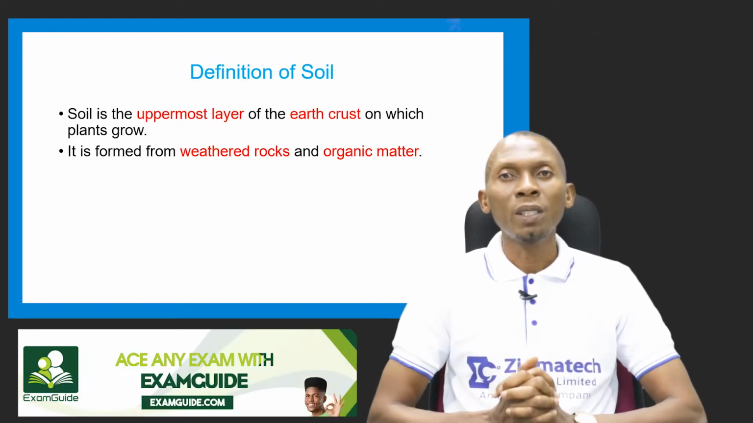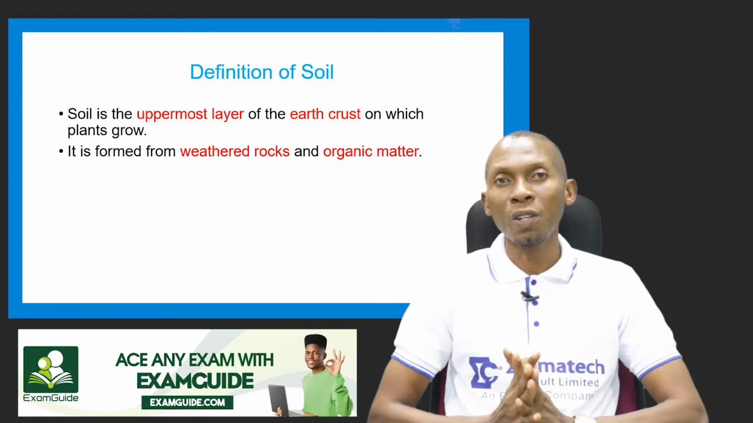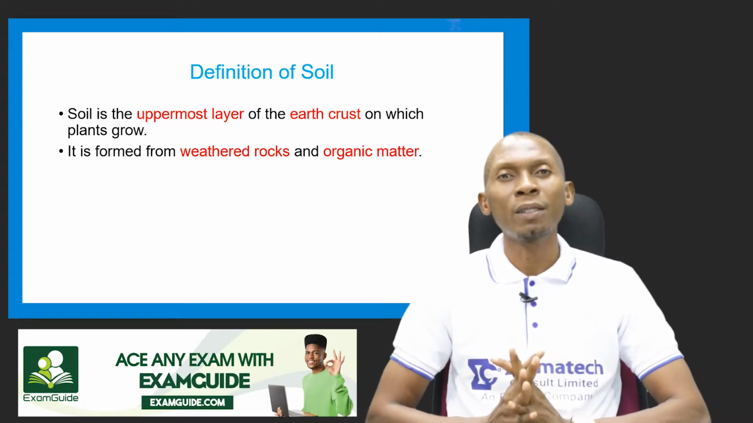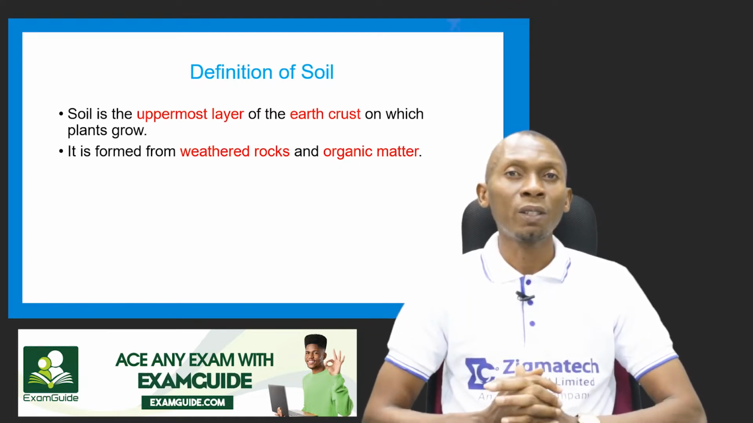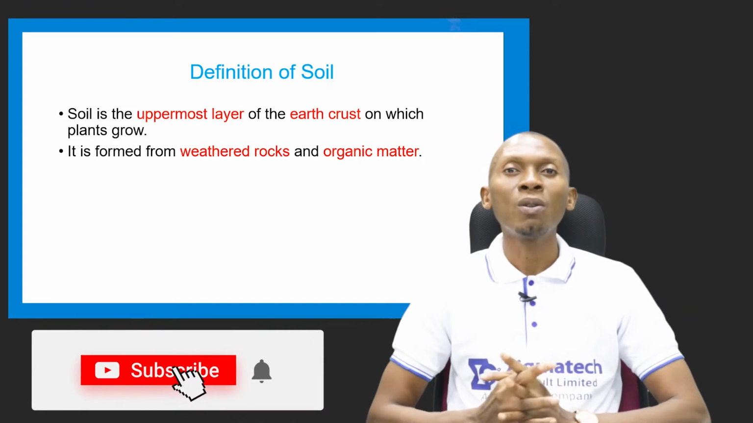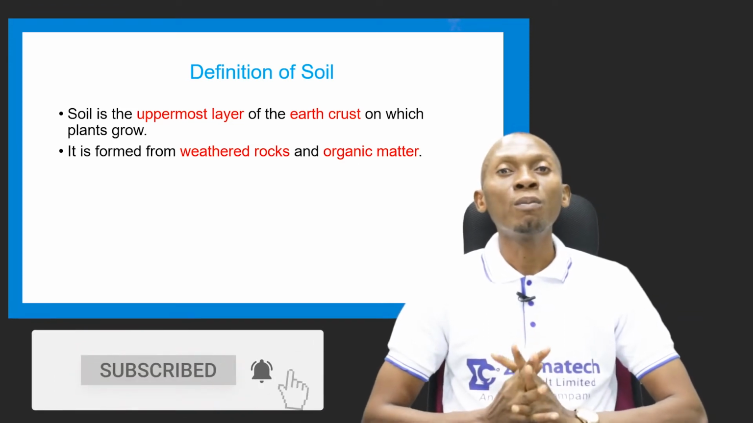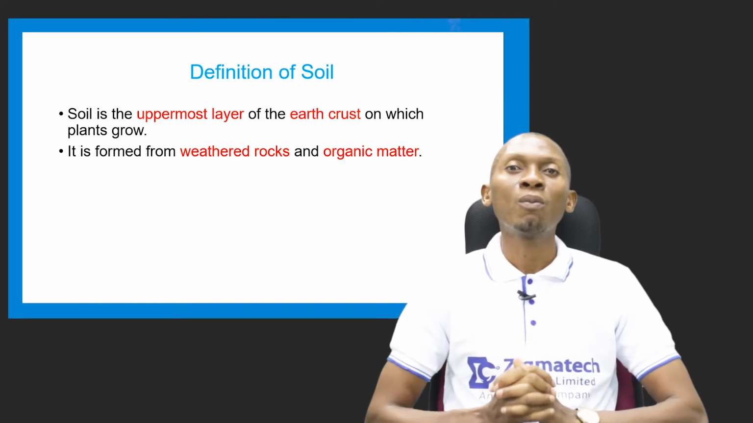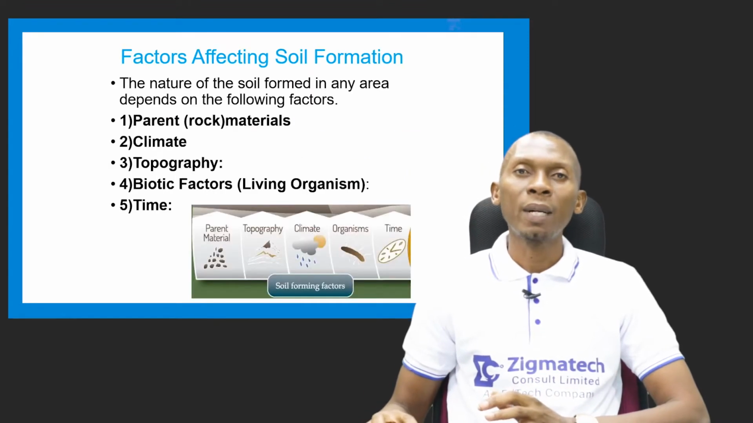Now, what is soil? Let's take a look at the definition of soil. It is the uppermost layer of the earth crust on which plants grow. So the part of the earth where plants grow, which is the uppermost layer of the earth crust, is called soil. And soil is formed from the weathering of rocks, which has to do with the breaking down of rocks. So soil is formed from weathered rocks and organic matter.